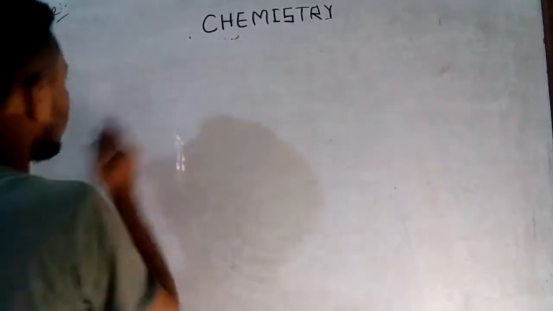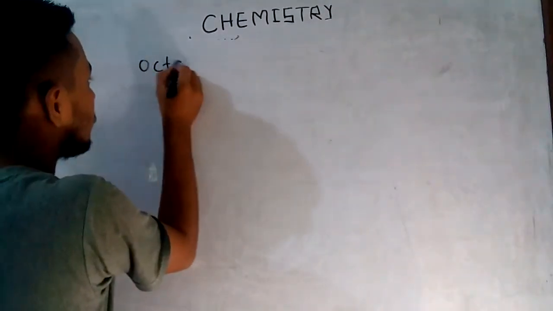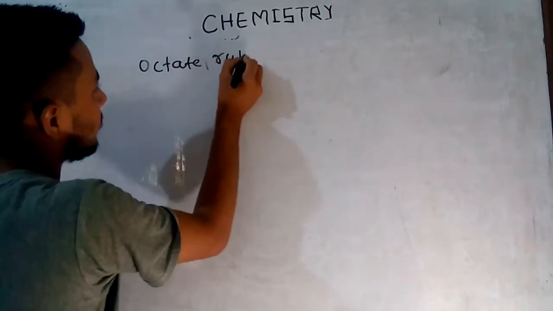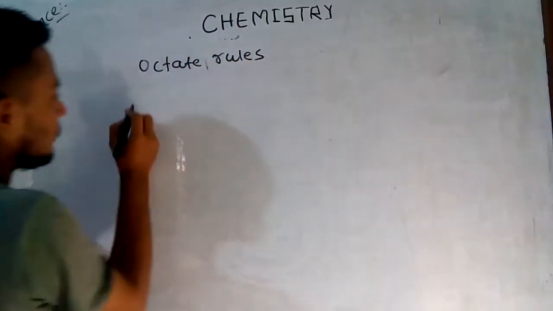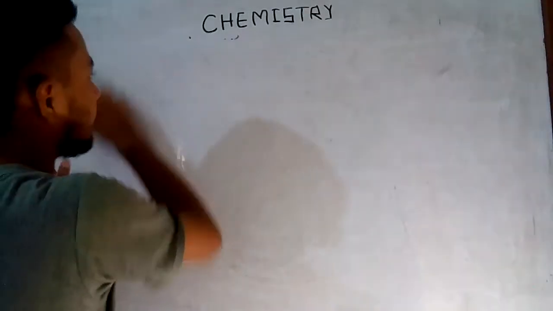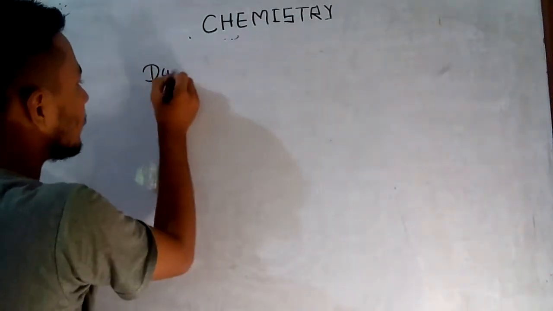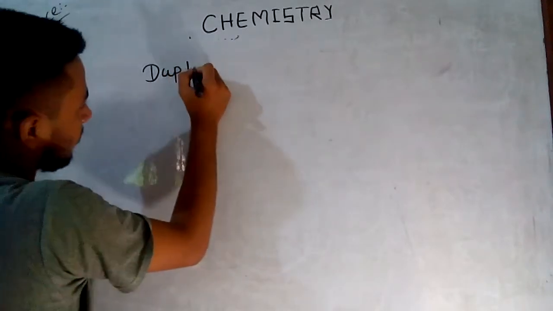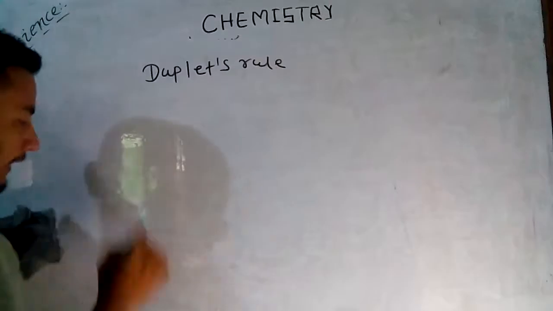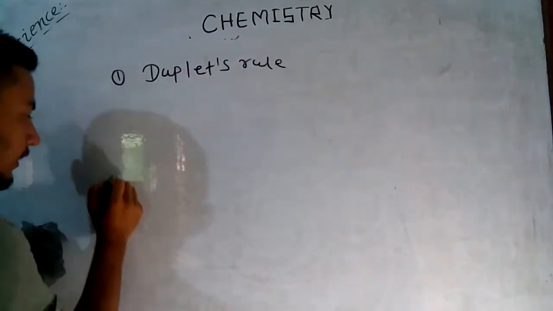Octet rule and duplet rule. The first one is the duplet rule, because 2 comes before. And the second one is the octet rule.